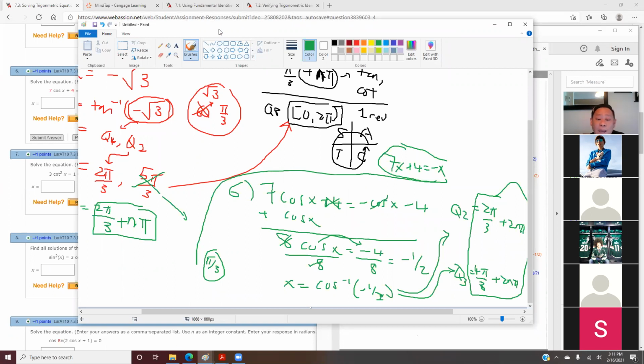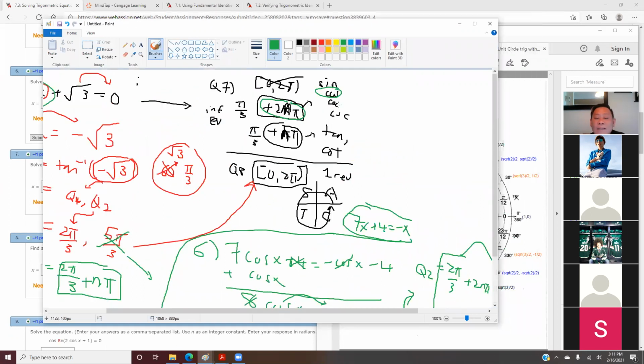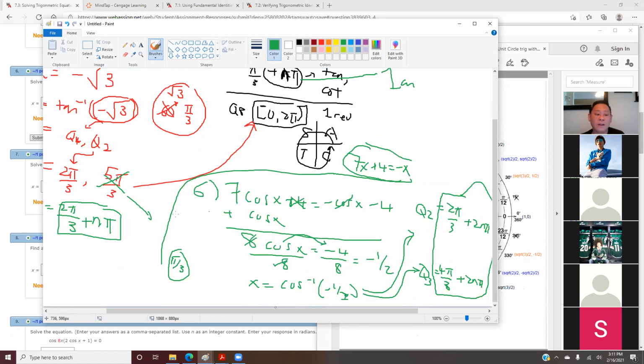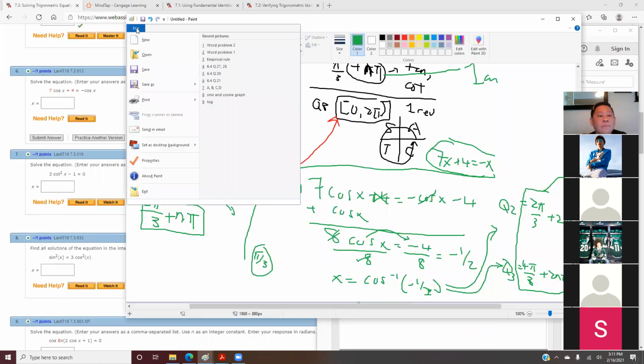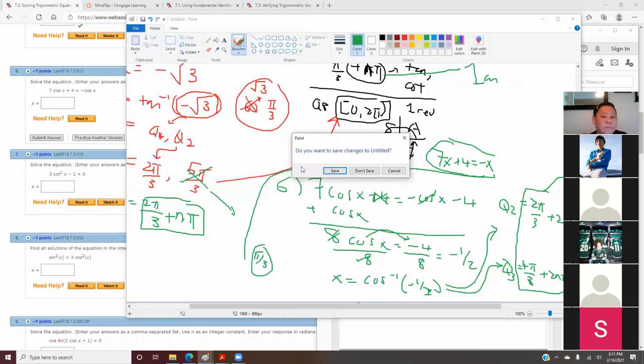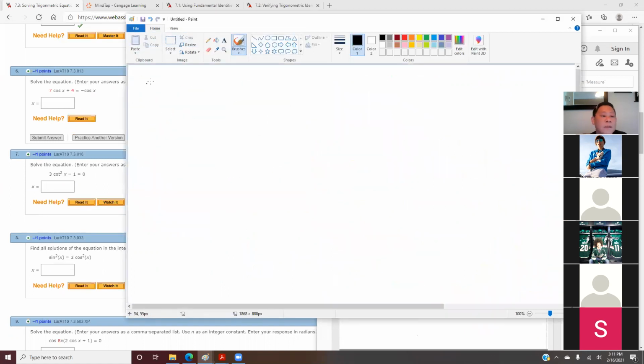Okay, and I want to point out again, for sine, cosine, secant, and cosecant, usually you will have 2 answers. But for tangent, with the n pi, you only have 1 answer, because of the quadrant location. You guys want to try number 7?